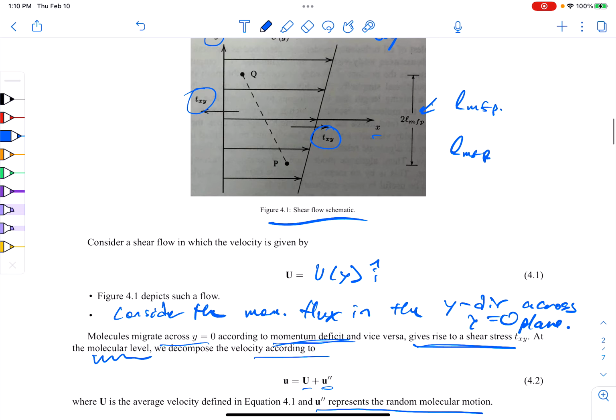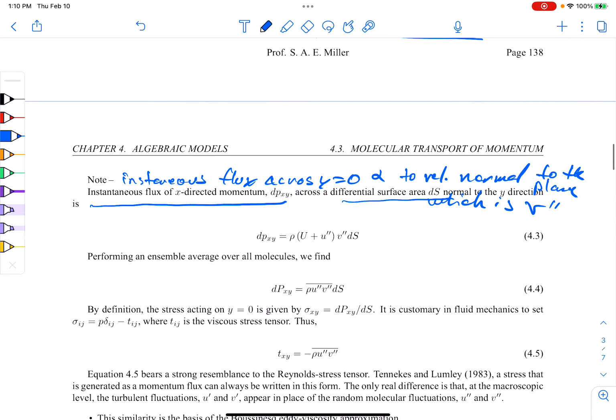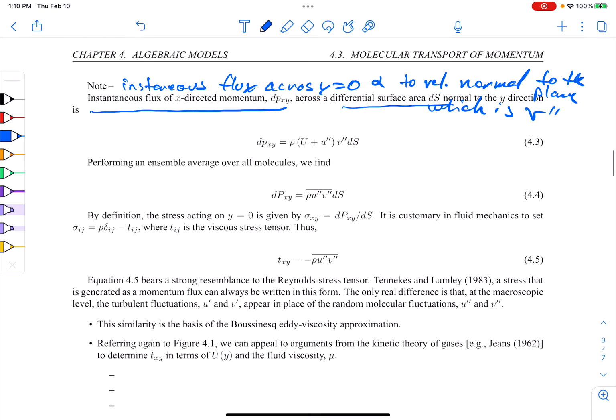So you can kind of see that up here. This is normal to the y direction. So this is y, and normal to the y direction is orthogonal to that. And now we're going to take this equation and ensemble average it, which is represented by the bar.